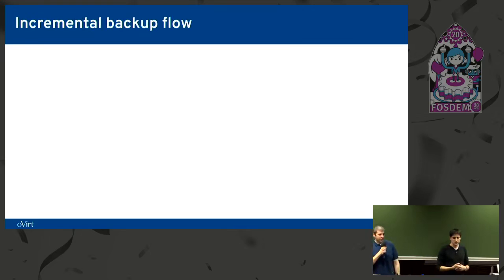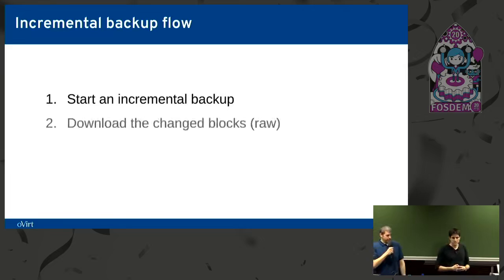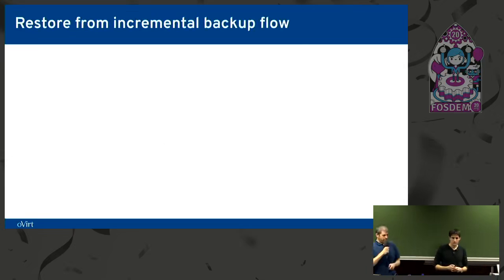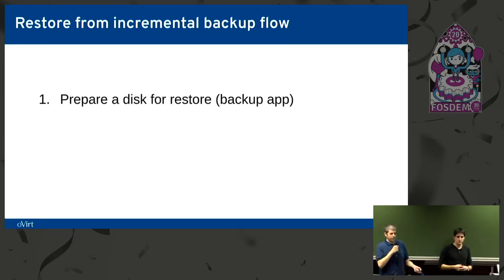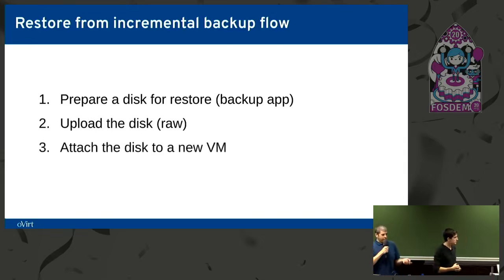Okay, let's go for the incremental backup flow. Very similar. First, we start the incremental backup. Second, download the changed blocks, again in RAW format. We don't care about the source. And third step, stop the backup. So again, very simple. Now, let's see how we restore from an incremental backup. First, we need to prepare the disk for restore. The backup application needs to create a single file in RAW format. Then we upload the disk, and then simply attach the disk to the new VM, and we can use the VM as it was before.